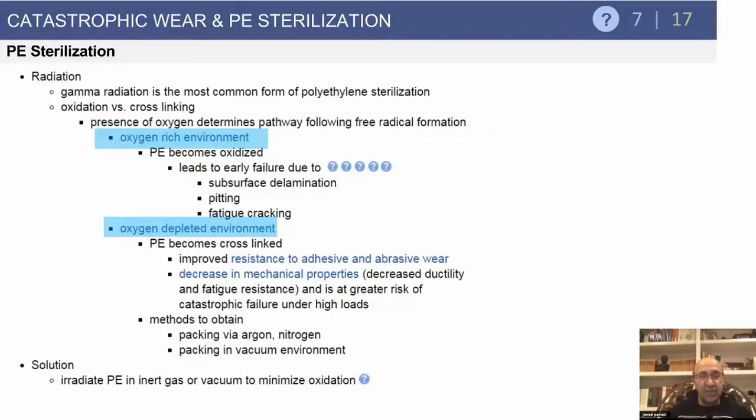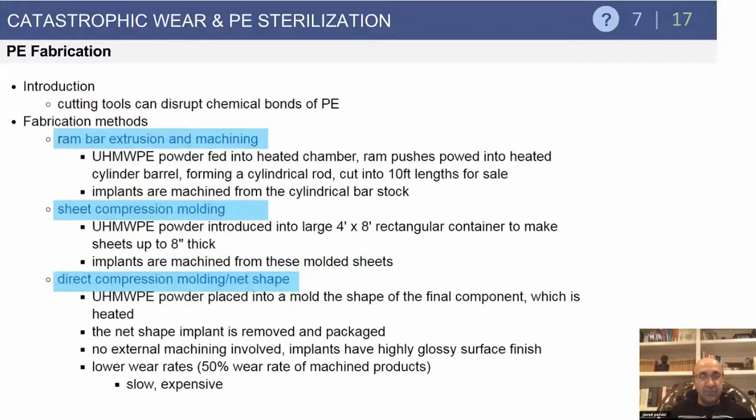Sterilization in oxygen, not a good idea, and it leads to production of free radicals and early failure. Because of that, now polyethylene is sterilized in an oxygen-depleted environment, as we talked about. The methods of production of polyethylene, multiple different types. Ram bar extrusion and machining, this is the one that affects the mechanical strength the least. Sheet compression molding and direct compression molding and net shaping. Not so common question in the exam, but you certainly need to know these mechanisms and their differences.